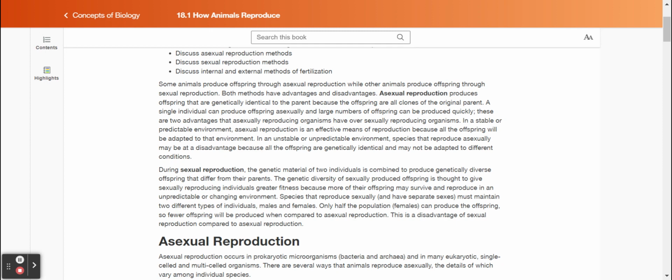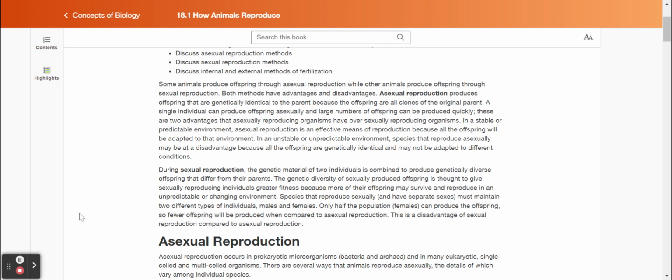In a stable or predictable environment, asexual reproduction is an effective means of reproduction because all of the offspring will be adapted to that environment. In an unstable or unpredictable environment, species that reproduce asexually may be at a disadvantage because all the offspring are genetically identical and may not be adapted to different conditions.